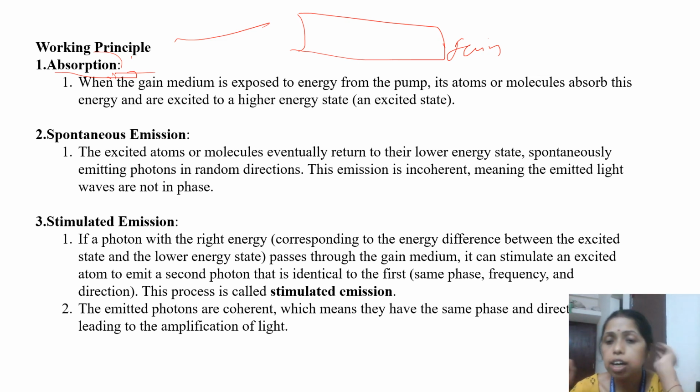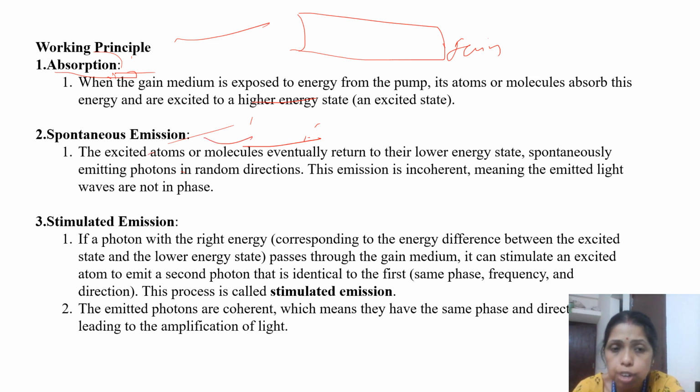Okay. Then the spontaneous emission. In this case, the excited molecules eventually return to their lower state. Spontaneous emission, this I have already told. Some photons will come from the upper state to the lower state, which will produce incoherent light. Incoherent means photons of different wavelengths come at different times and in different amounts from the upper state to the lower state. So the wavelengths are not the same, and their phases are also not the same.